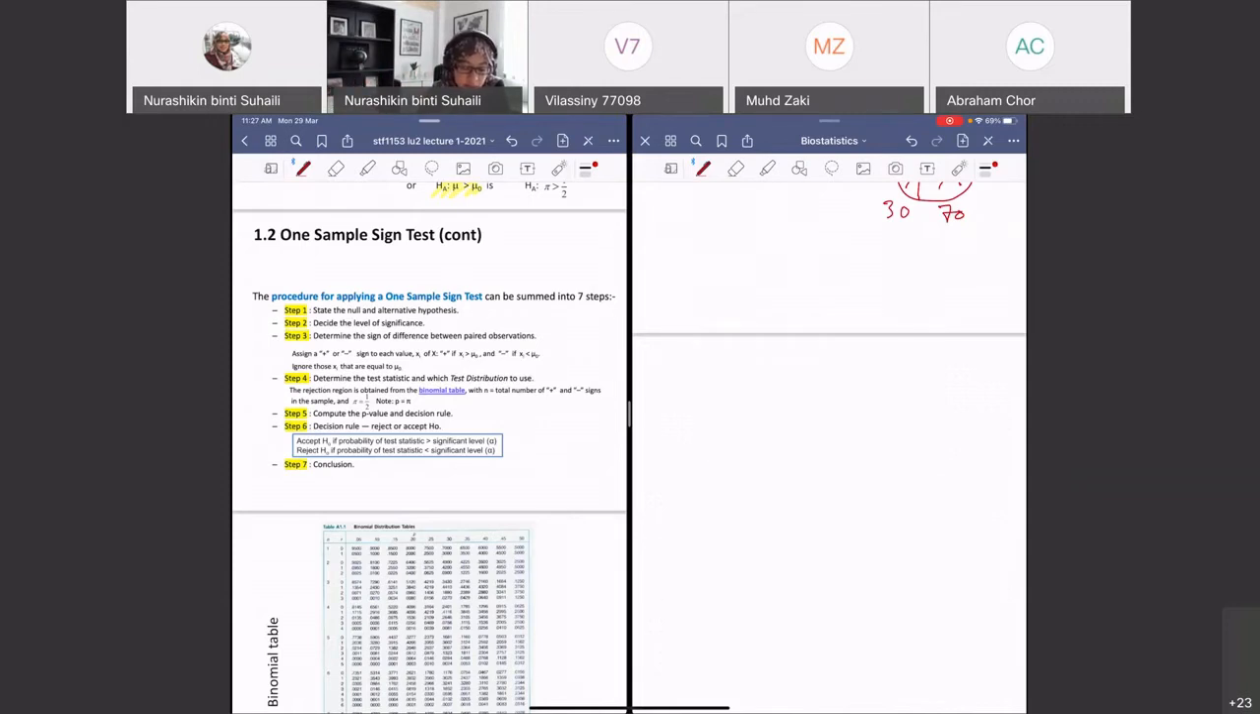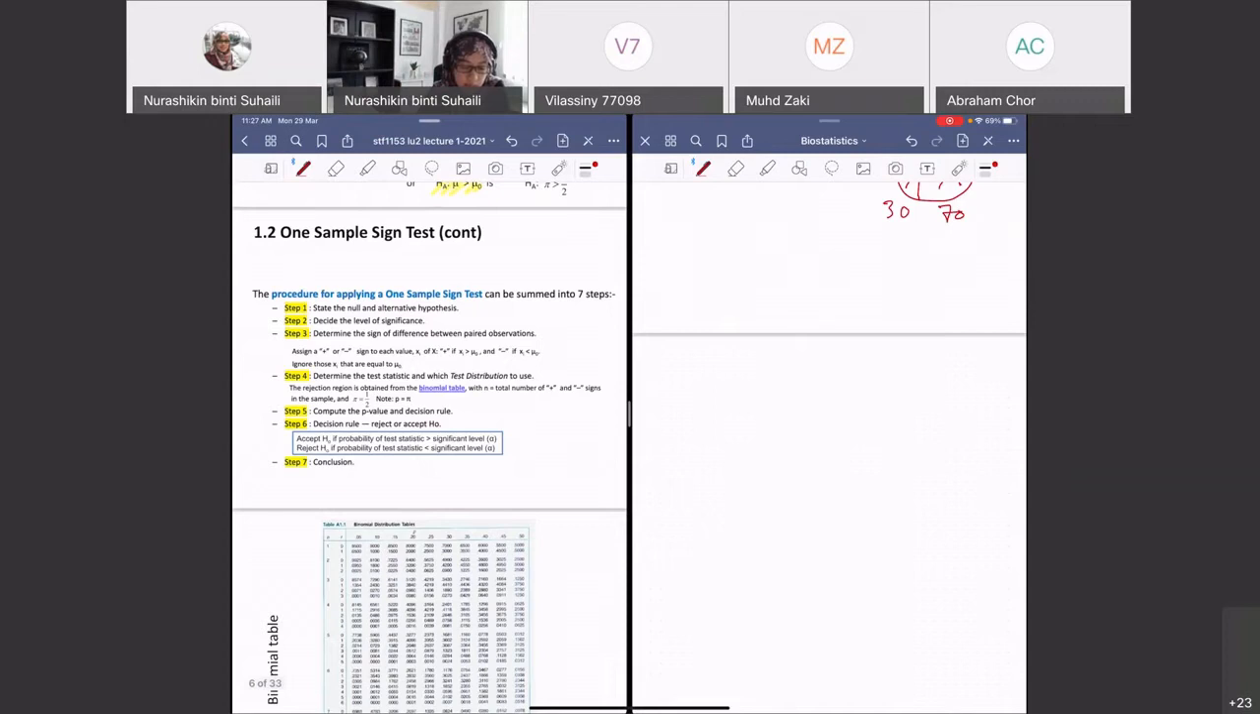So the steps, the first one is to state the null and alternative hypothesis. I've mentioned about null and alternative hypothesis. Basically, this step one is a common step in any statistical test. In any test, regardless, not just sign test, you have to develop the null and alternative hypothesis, because you have to predict what are the outcomes of your analysis.